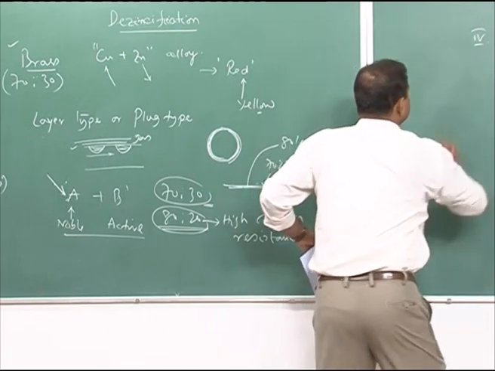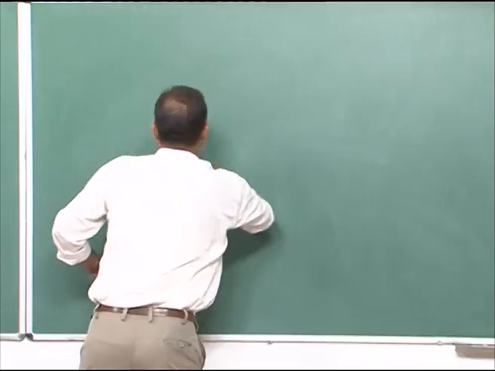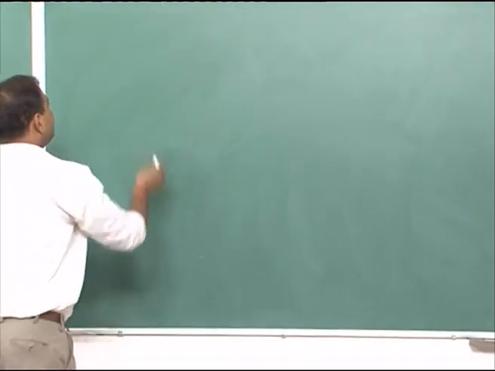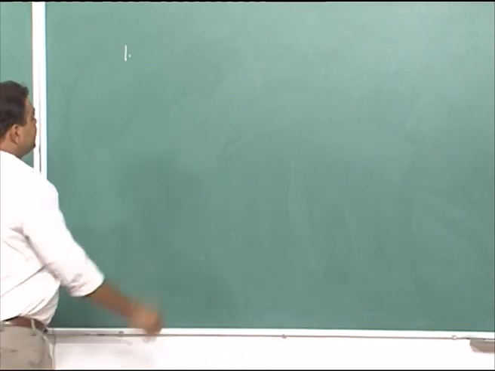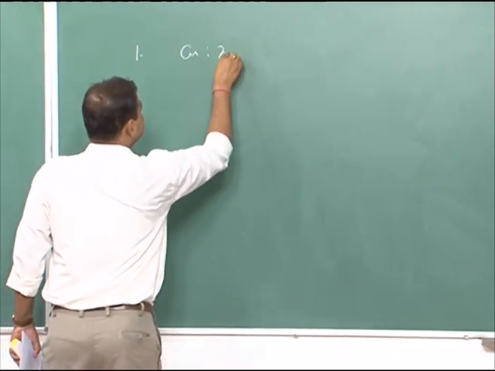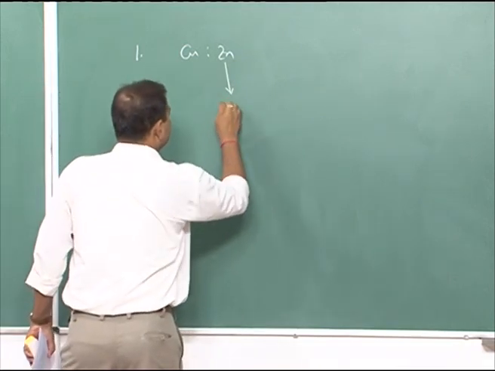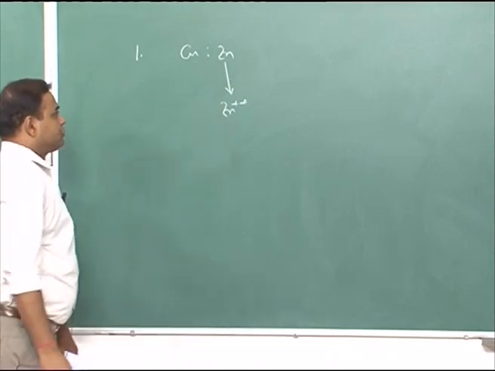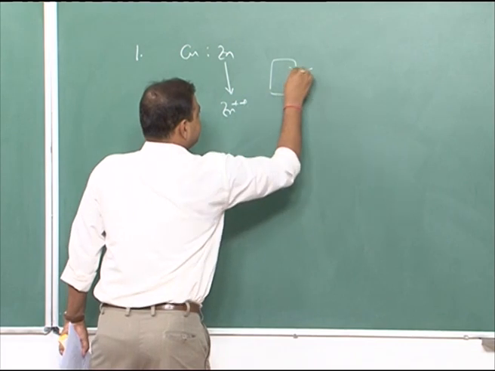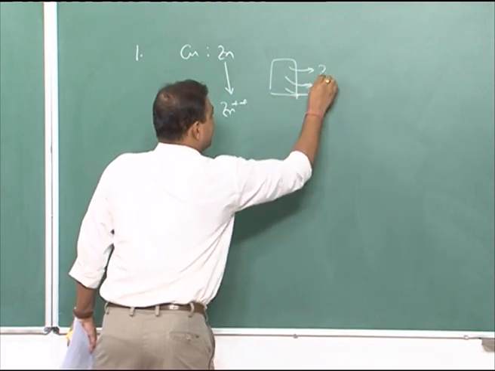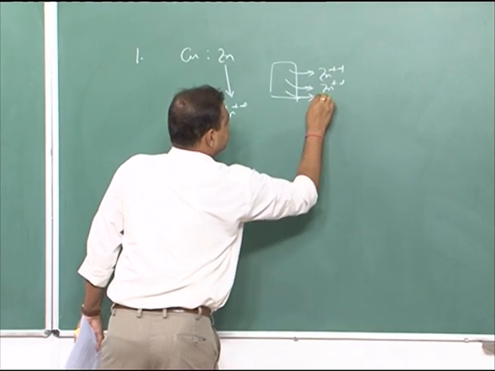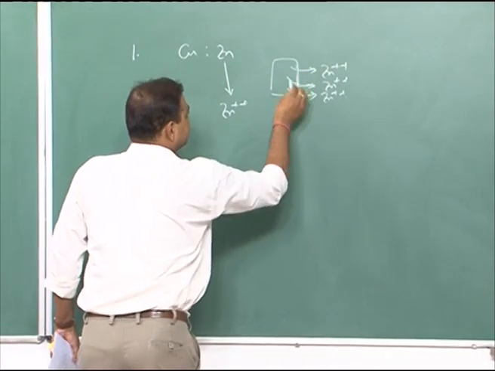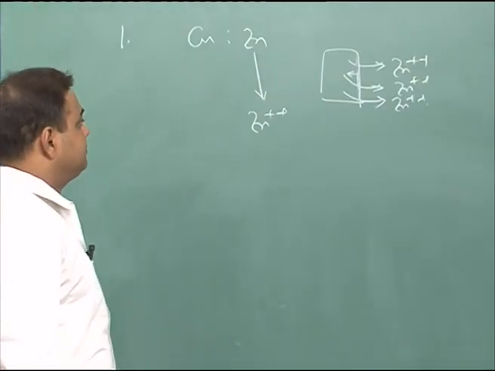If you check the mechanism, there are actually three schools of thought. One school of thought says that if you have copper and zinc, zinc preferentially goes out and forms zinc ions, and copper stays back. So, in a system like this, zinc is going out in the form of ions, and gradually the system is getting dezincified.